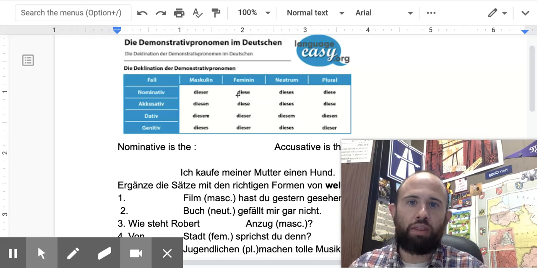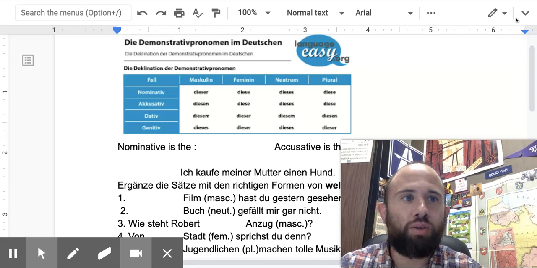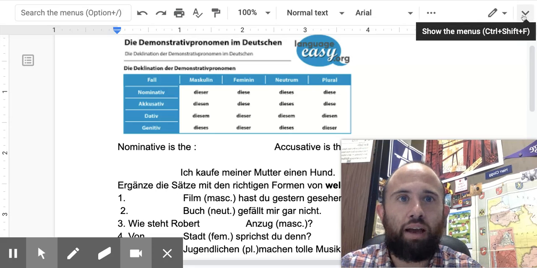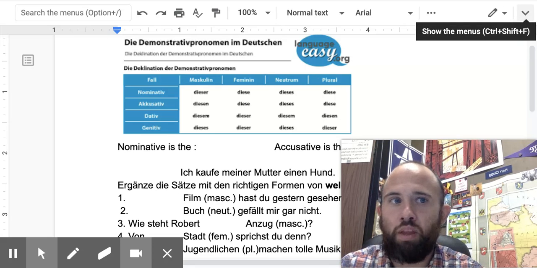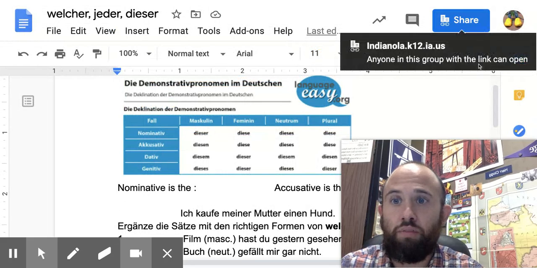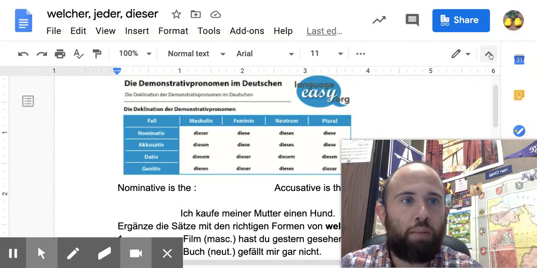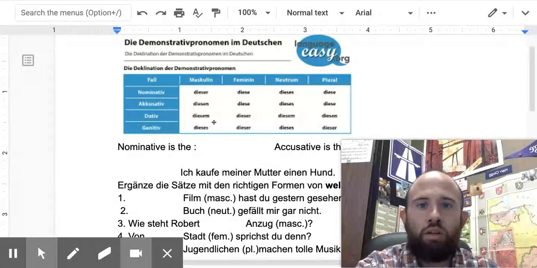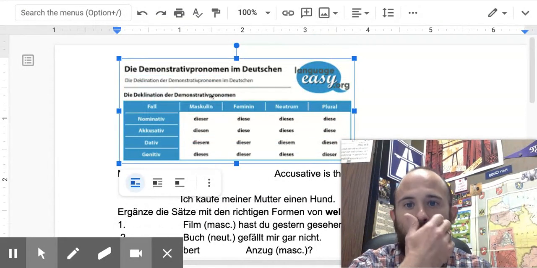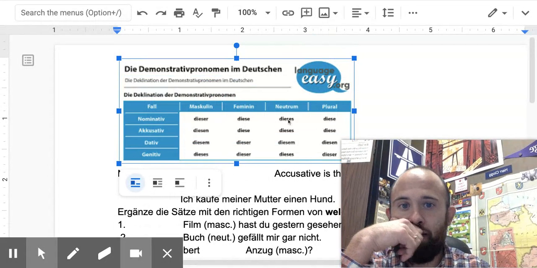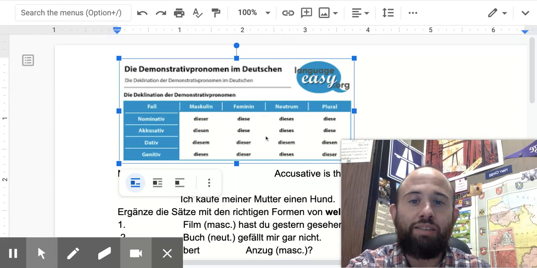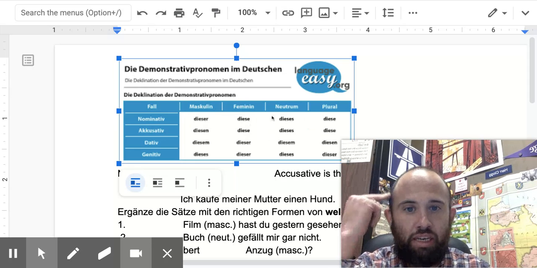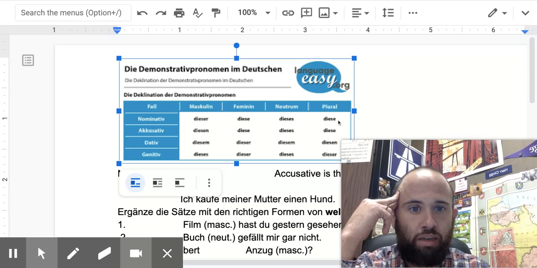Look at this table at the top of yours. And if you haven't opened this yet, it's back on the checklist. It's called welcher, jeder, dieser. Go ahead and make a copy and you can work on this with me. Dieser, dieses. So see where we're looking. Dieser, diese, dieses, diese. That's the same as der, die, das, and die.